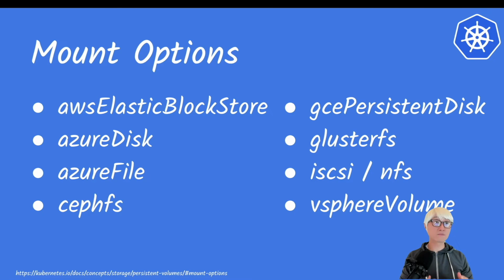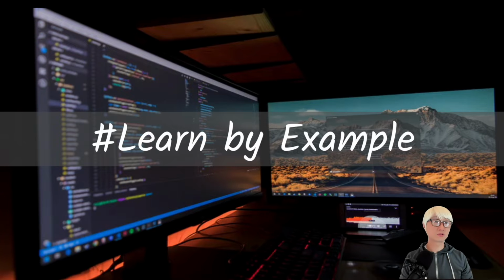Here are just a few examples of dynamic provisioning from public cloud providers: Amazon Elastic Block Store, Azure Disk, Azure File, and Google Cloud Persistent Disk, also traditional storage like iSCSI and FC, and virtual machine volumes like a vSphere volume, etc. So let's get right into the demo and see how it works.